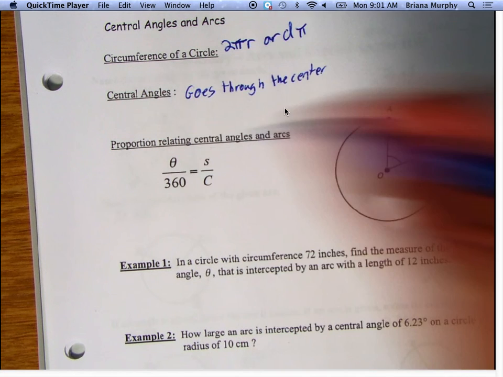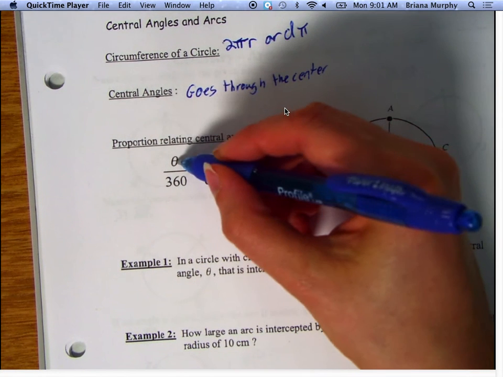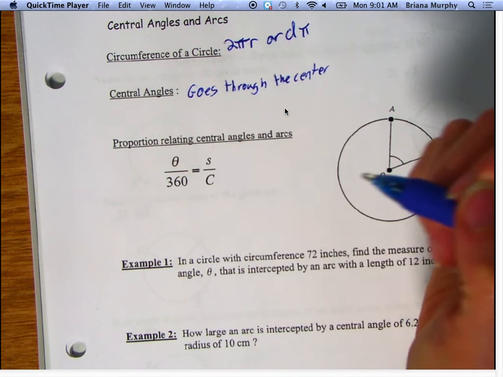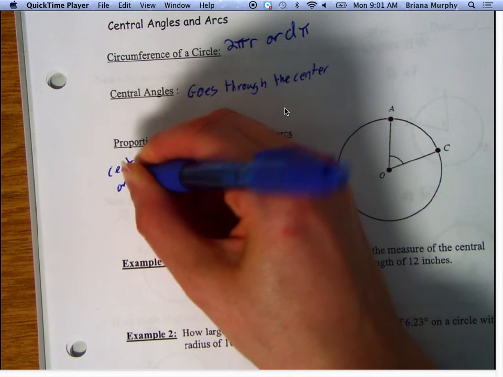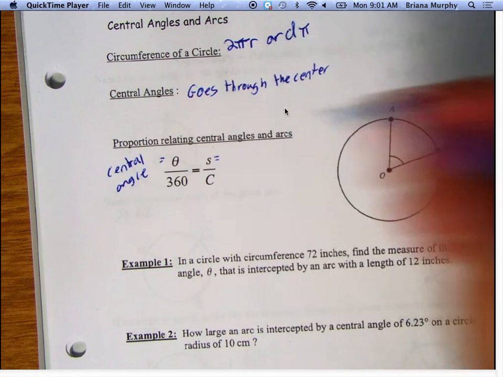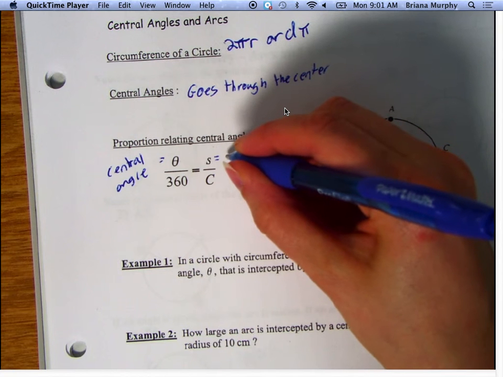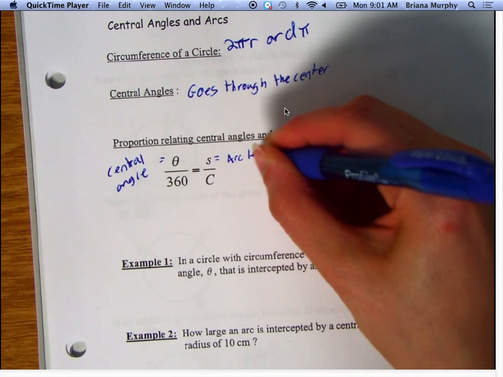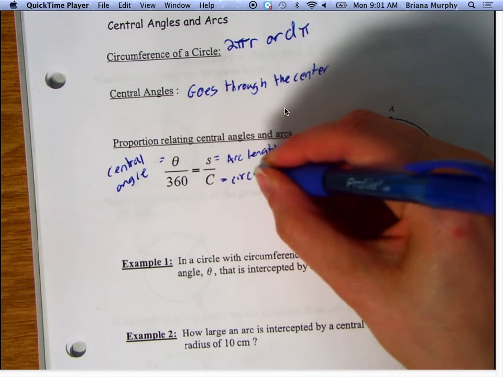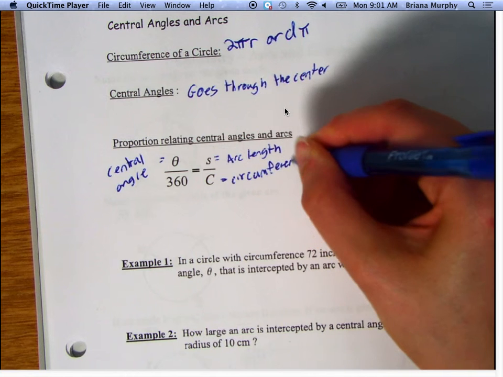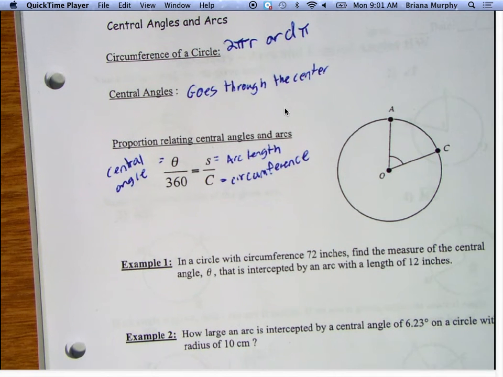This little thing that looks like an O with a line through it is called a theta. That stands for our central angle. S stands for our arc length. And the C stands for our circumference. And what's really nice about this equation is it's just cross multiplying. It's very simple.